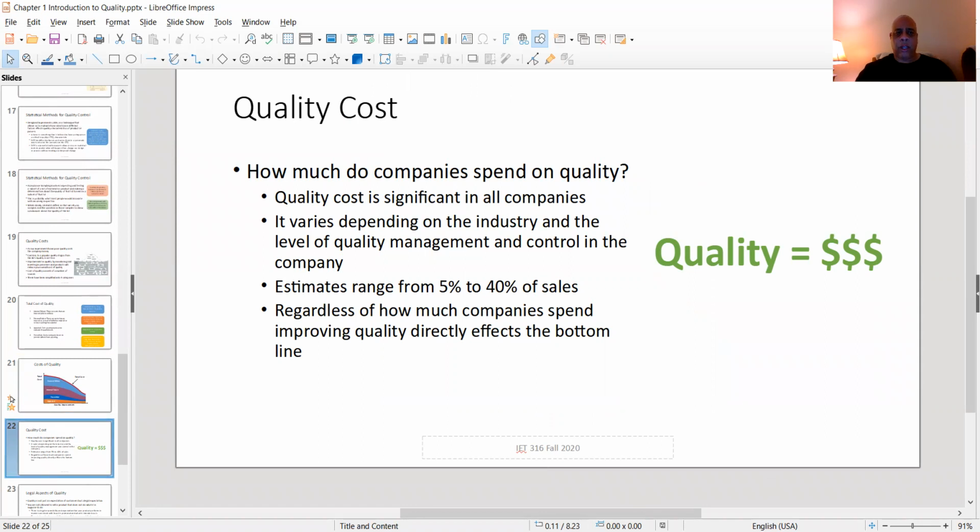Again, quality cost. One question you have to ask is, how much do companies spend on quality? Well, quality cost is significant in all companies because it varies depending on the industry and the level of quality management and control in the company. Estimates range from 5% to 40% of sales. So regardless of how much companies spend, the bottom line is improving quality, because good quality and bad quality have an effect on an organization's bottom line.